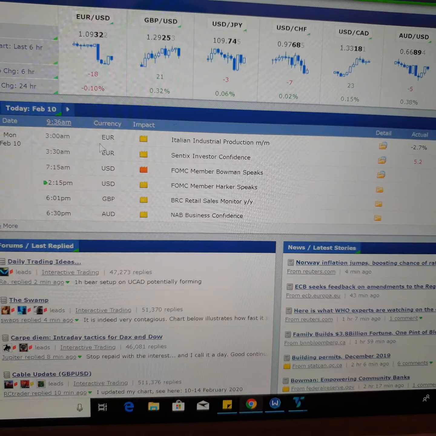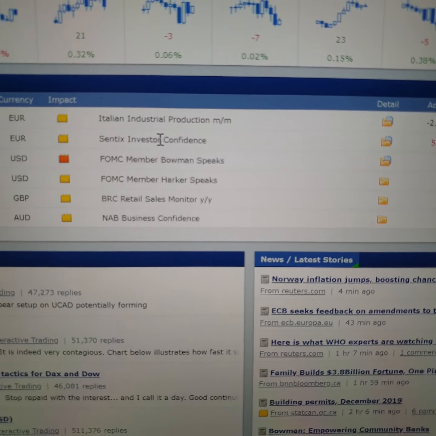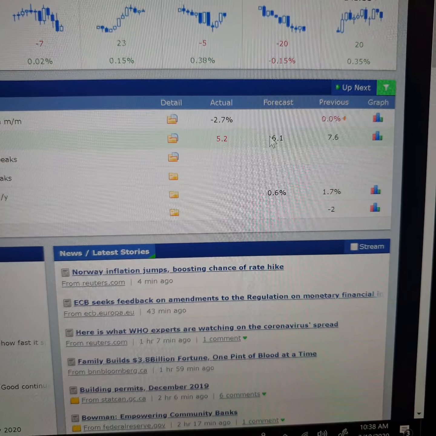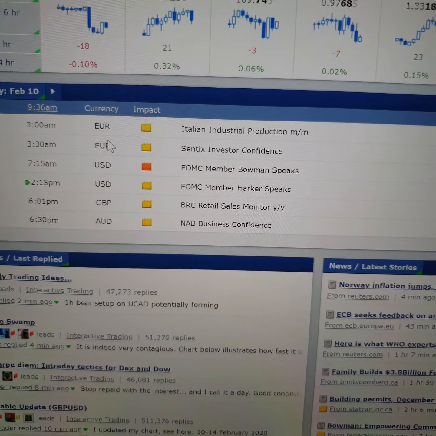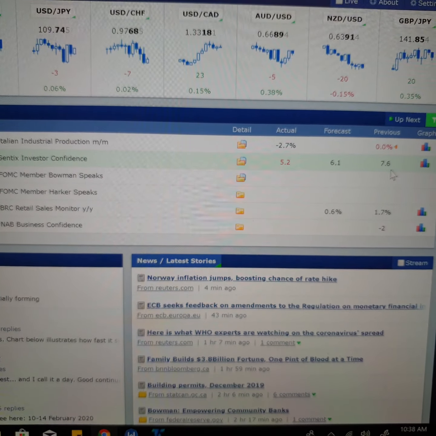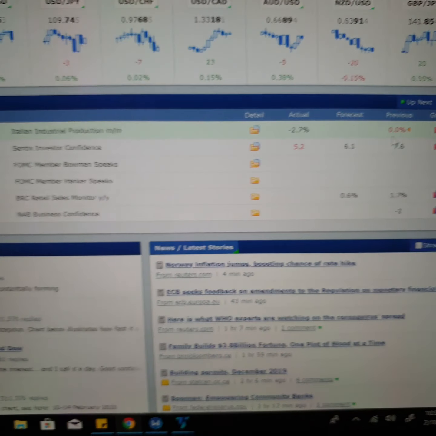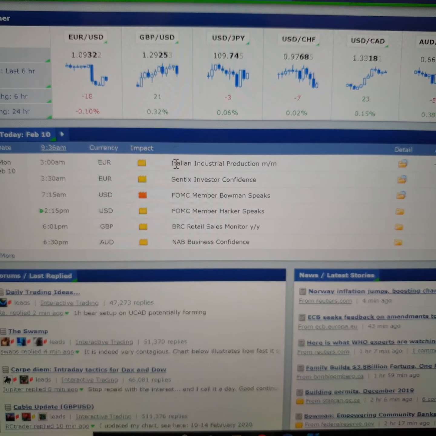But there's news for the euro: the investor confidence is going down, because the forecast is 6.1 and it is 5.2. The euro news went down, so you want to go short on the strength, right? Well, you've got to confirm with the technicals. So this is what happened.